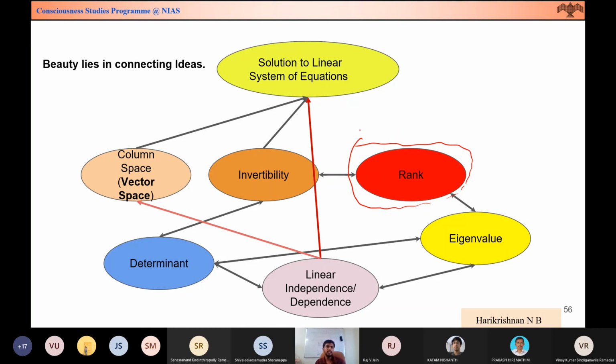So what we did today is we tried to connect invertibility with determinant, with linear dependence and independence. Then eigenvalues: what do we mean when an eigenvalue is 0? Then we tried to connect with solutions to systems of linear equations. I'm pretty sure that there are so many connections, and it is worth spending time on this.